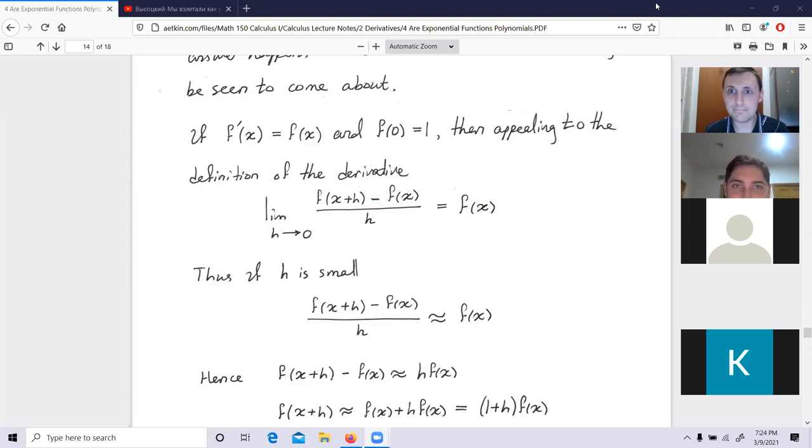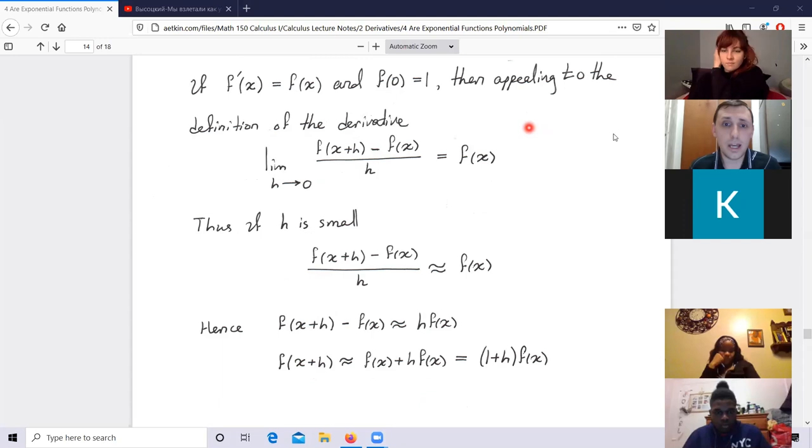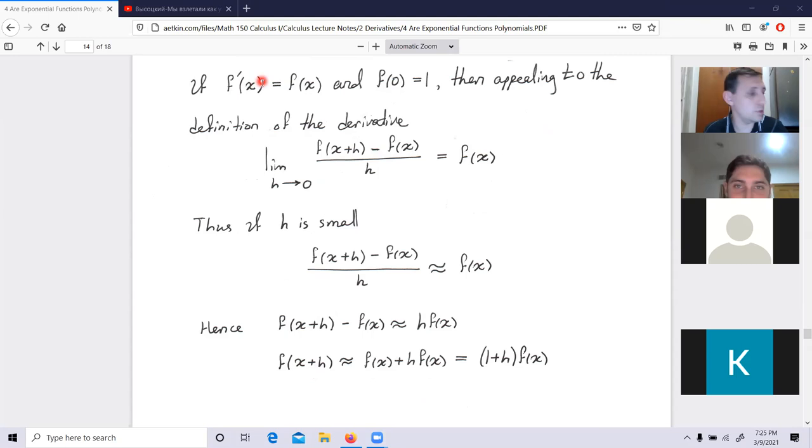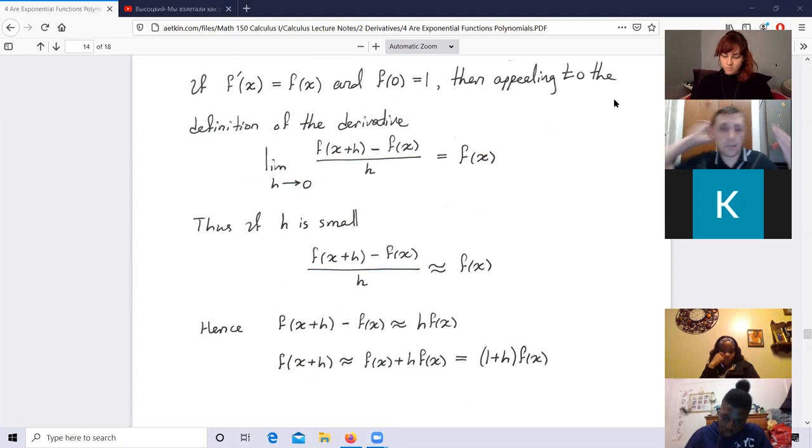Here is the situation, guys. Think of this f of x as e to the x, if you're afraid of abstraction, right? The derivative of the function is itself, which means that if I take this limit, then I get the function itself. Do you agree? Very easy, right? If I apply the definition, I get the function itself.